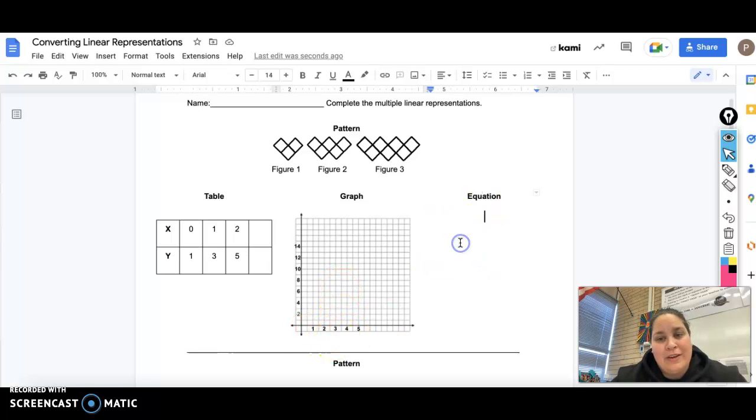And then you can come over here and you can write your equation. Well, then my equation would be y equals, it's growing by 2 each time, so 2x, and then it's starting at 1. So right here is my starting value at 1. And that's what you're going to be doing today for the assignment, okay? I think that's it.